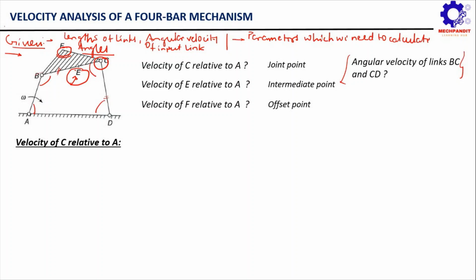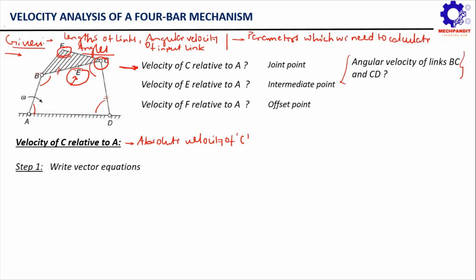Now first we will talk about the velocity of point C relative to A. So let us take this first one, that is to calculate the velocity of point C relative to point A. When I say velocity of point C relative to A, that simply means the absolute velocity of point C. Why am I saying that this is the absolute velocity of point C? Because we know point A in this mechanism is a fixed point, correct?